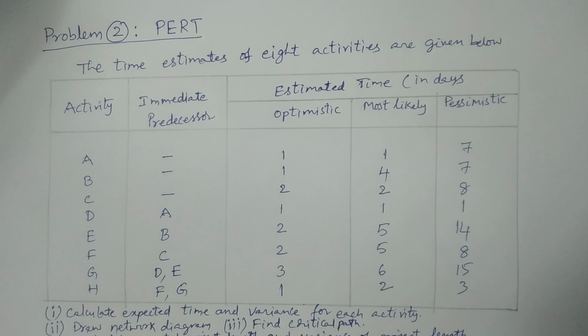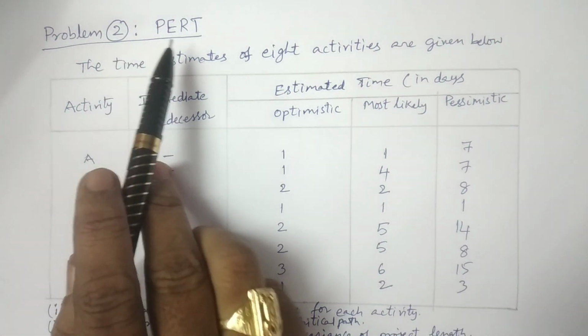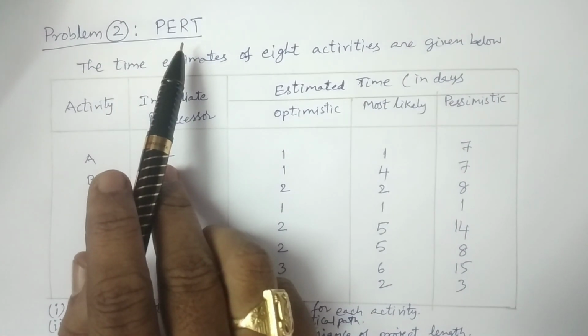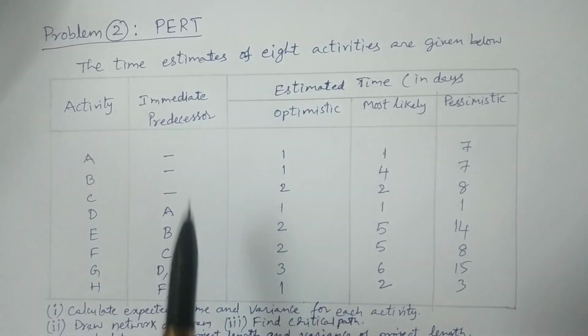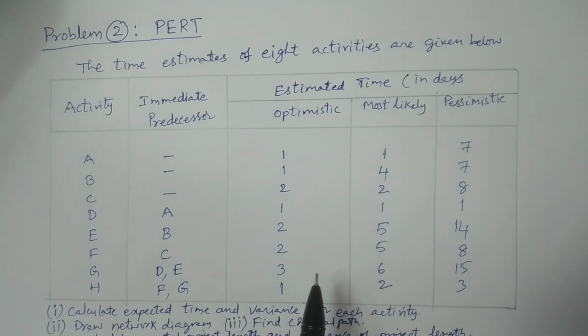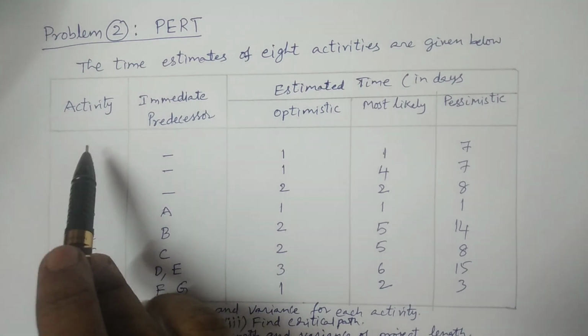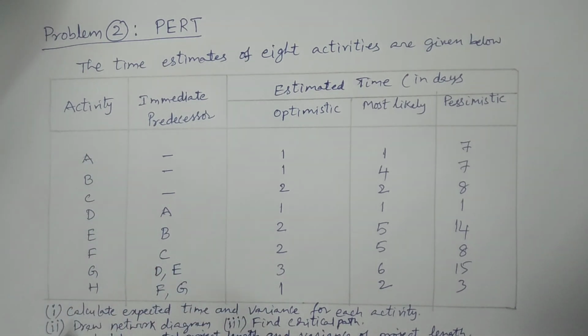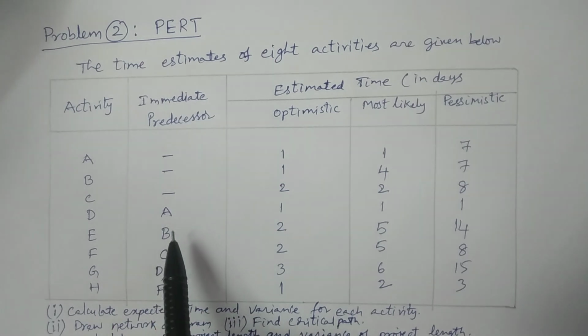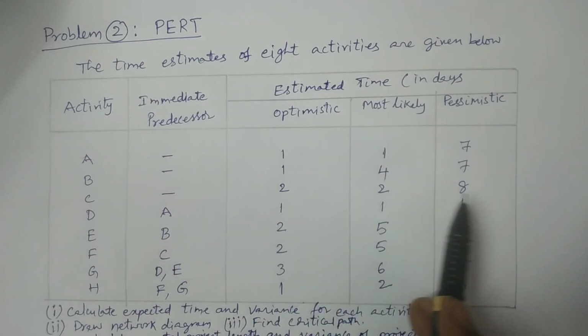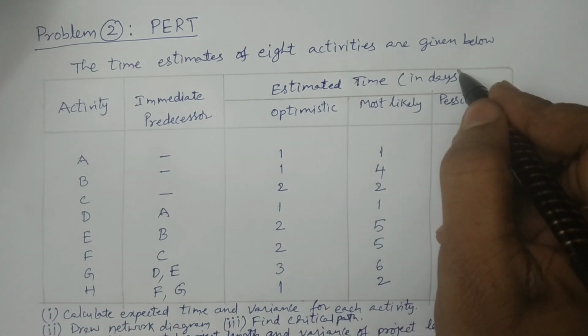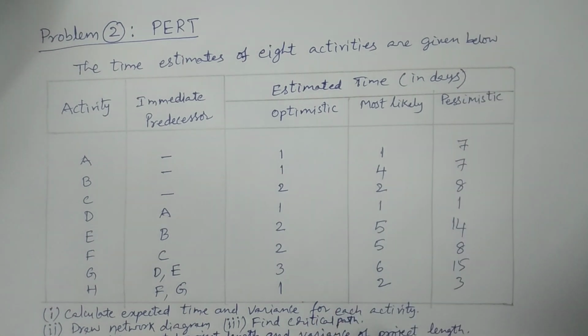So in this class I explain problem number 2 in PERT, Project Evaluation Review Technique. These are the activities given here: A, B, C, D, E, F, G, H, and the immediate predecessor, that is, the predecessor activity, is also given here, and the estimated times in number of days are given here.